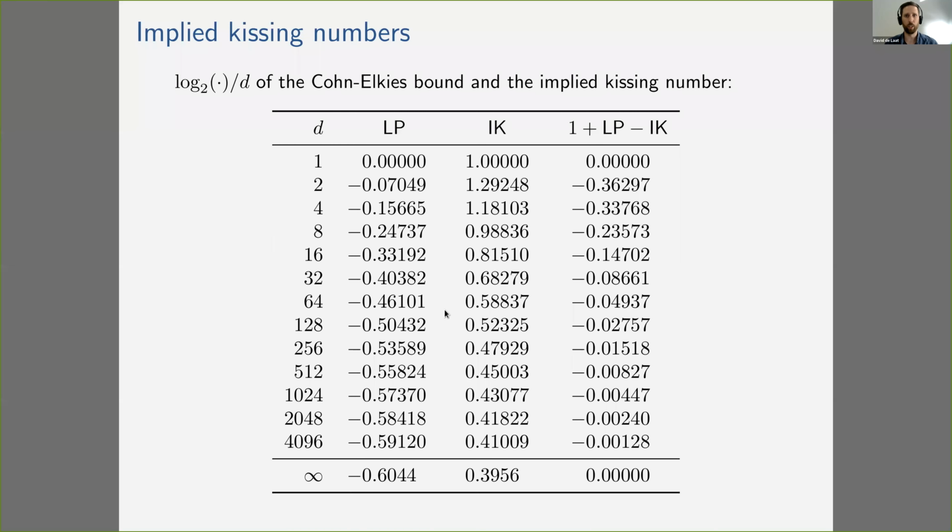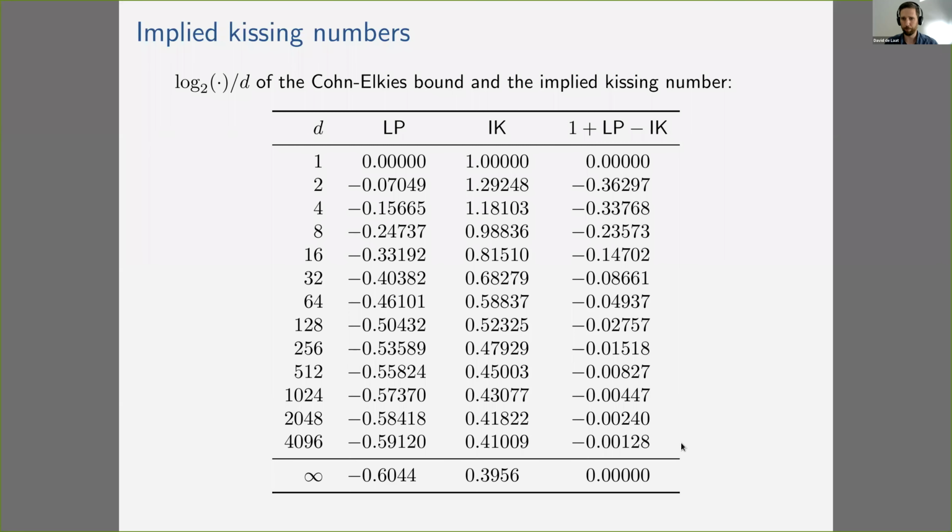Again, let's look at some numbers. Here it's again the density bounds. You might recognize these numbers now. And this is the implied kissing number. Also, the log 2 over d of the implied kissing number. And if you look at these numbers, you see that if I add these two numbers, this goes to basically 0. Or if I add the absolute value of this onto this one, it goes to basically 1. That is shown here in the last column.